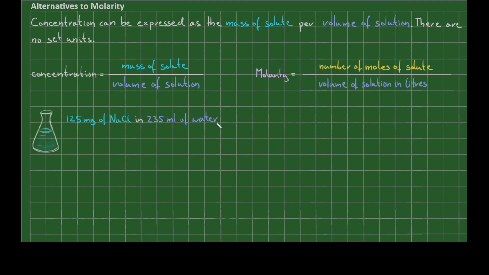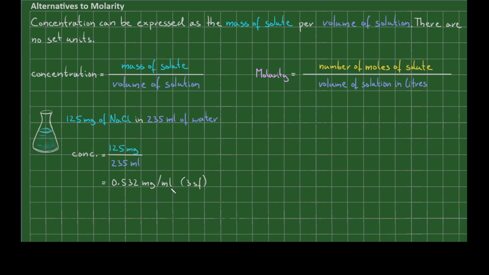If I dissolve 125 milligrams of sodium chloride in 235 milliliters of water, the concentration can be calculated by dividing these two numbers. And the units happen to be milligrams per milliliter, because those were the units that were given to me. In this particular case, 125 milligrams divided by 235 milliliters will give me 0.532 milligrams per milliliter when rounded to three significant figures.